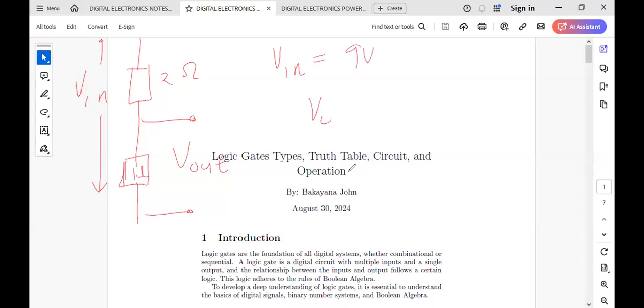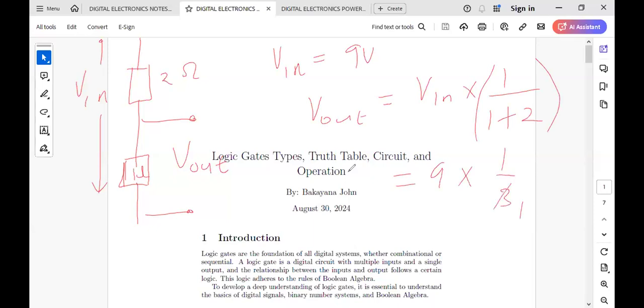What is the voltage out? It depends on which resistor you have connected across. So the V out is going to be the total voltage in times 1 ohm out of the sum, 1 plus 2. So V in is 9 times 1 out of 3. So the V out for this case is going to be 3 volts. Is that okay?